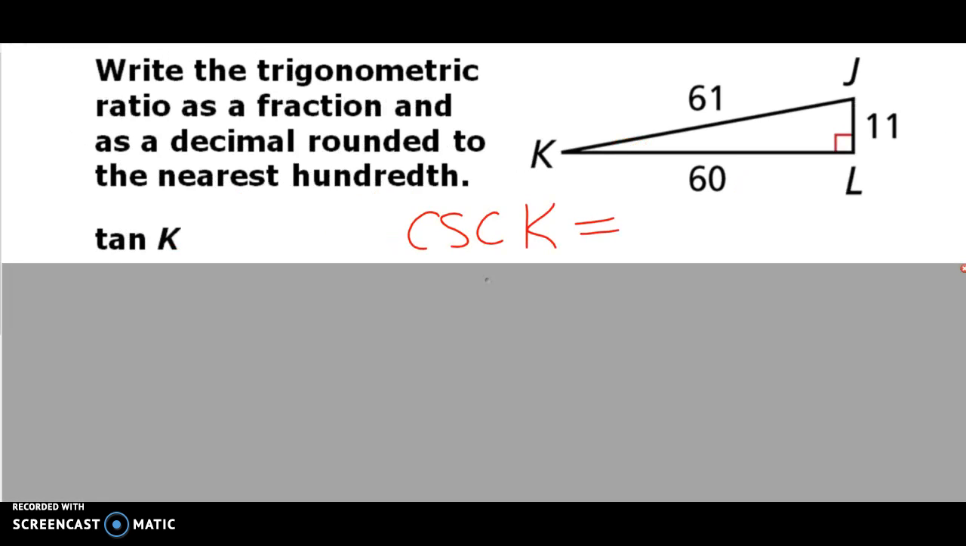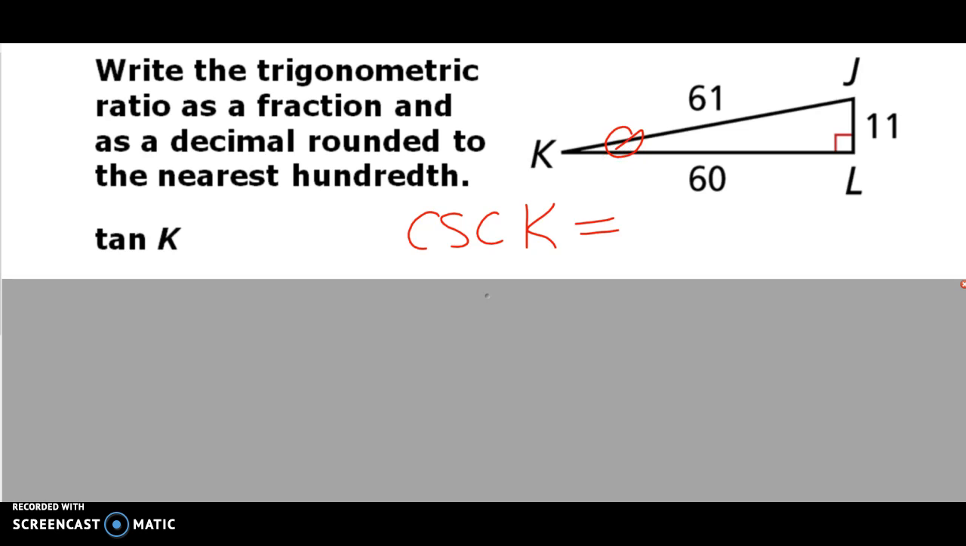So cosecant of k, so theta is here in k. So what is cosecant the reciprocal of? Look at that down at the bottom right side of your page. Sine. So what I suggest doing first is find sine of k. So from k, sine is opposite, which is 11, over hypotenuse, which is 61. So once you know sine of k, what do you have to do to find cosecant of k? Flip it upside down. So our answer would be 61 over 11. Okay, that's how that works.